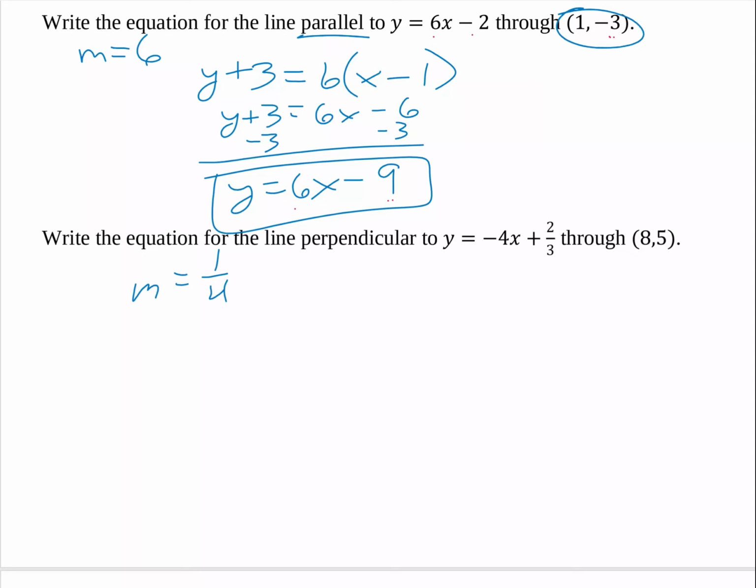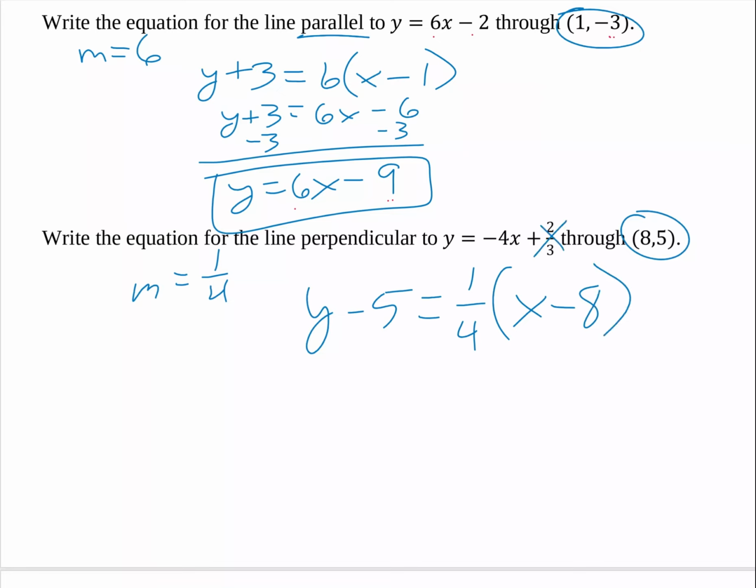Now go on. We have our slope and we have the point that we're supposed to go through. So now we can write our equation in point slope form. So what is it? y minus 5 equals 1/4 parentheses x minus 8. Okay? Notice that I don't care at all about that y-intercept. It's garbage to me. I don't care. Okay? Now what?